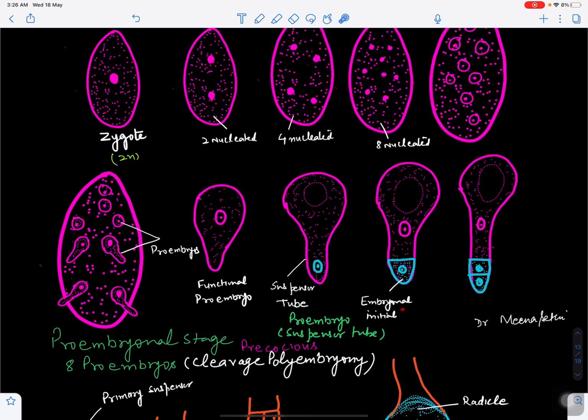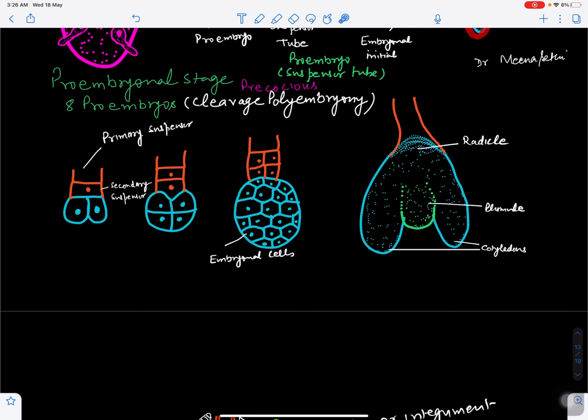Now this embryonal initial will further divide into 2 cells like this, and this will become the secondary suspensor. This is the primary suspensor, and this will develop into the secondary suspensor, and this cell will develop into the embryo. So we can see here, this is the primary suspensor, secondary suspensor, and this cell will now divide into 2 cells like this, then into 4 cells. Then this will divide into 8 cells at right angle to the first one, and ultimately 8, 16, 32, and we will get the proembryo stage again.